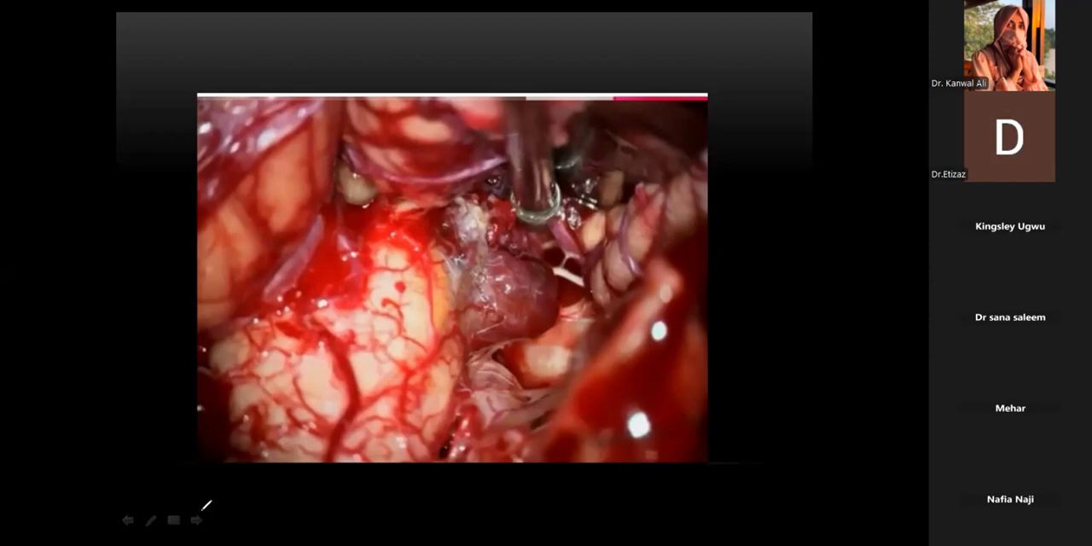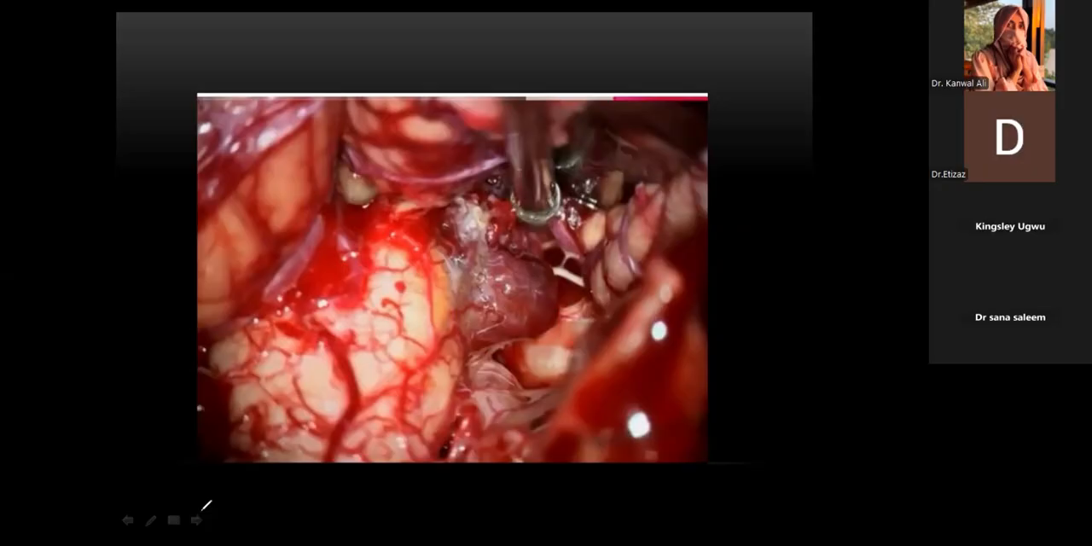I don't know why they are so confused interpreting the radiology. They shouldn't be confused this much. So it's a cavernoma.